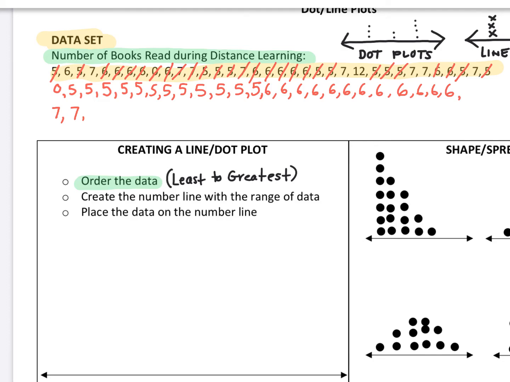I see a third 7. I see a fourth 7. I see a fifth 7. I see a sixth 7. And I see one more.